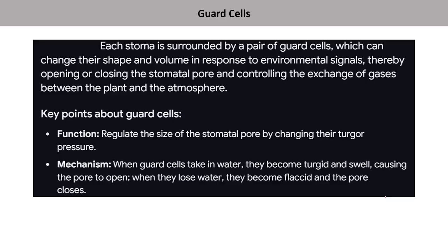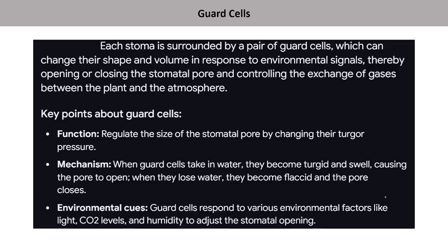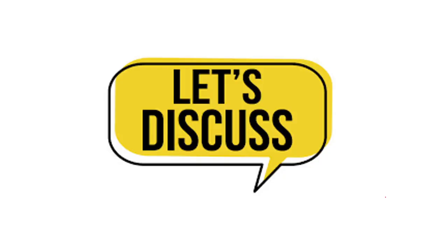The mechanism is that when the guard cells take in water, they become turgid and swell. Because of that swelling, the pore tends to open, and when these guard cells lose water, they become flaccid and the pore tends to close. As we mentioned, there are certain environmental signals which can trigger the opening and closing of these stomatal pores. These signals can be light, CO2 level, or humidity, and all these factors help adjust the stomatal opening, whether it will be closed or open.